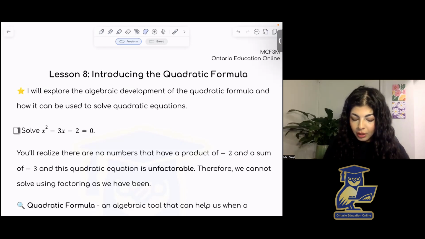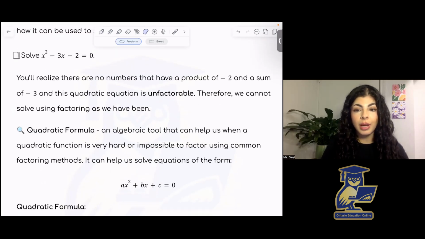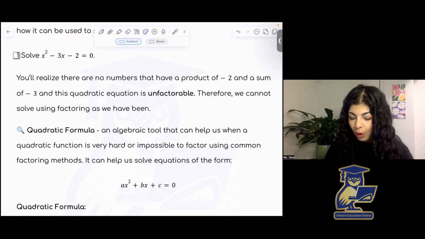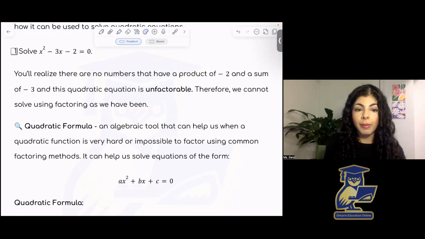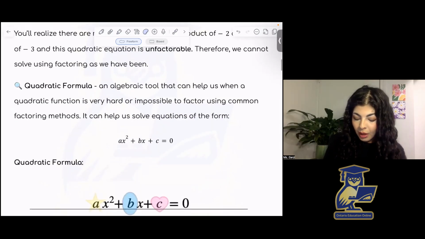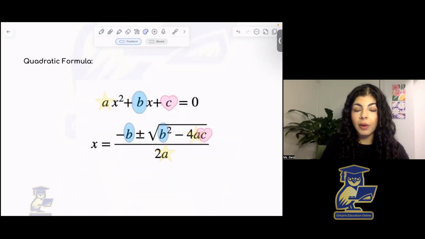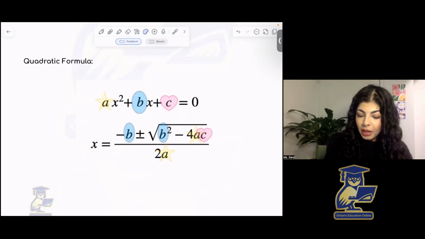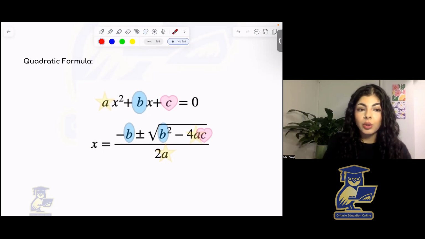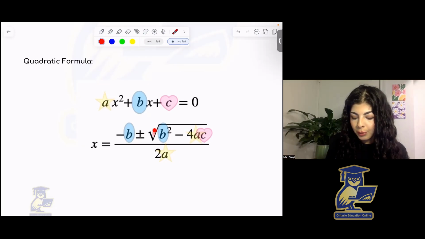So here is where we get introduced to the quadratic formula, which is a new algebraic tool that's going to help us solve a quadratic function that's really hard or sometimes impossible to factor using the common factoring methods that we have seen. So when you have a quadratic equation of the form ax squared plus bx plus c, we will use the quadratic formula, which looks like this. It tells us that the solution of x is equal to negative b plus or minus the square root of b squared minus 4ac, all divided over 2a.